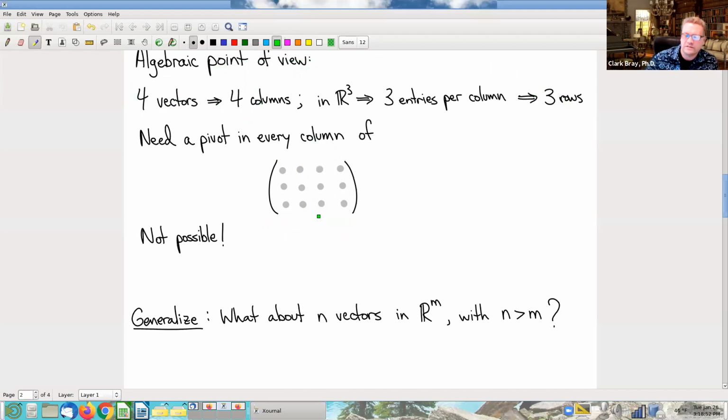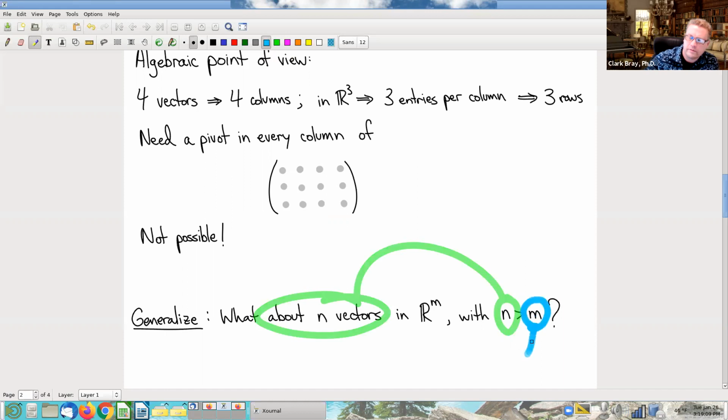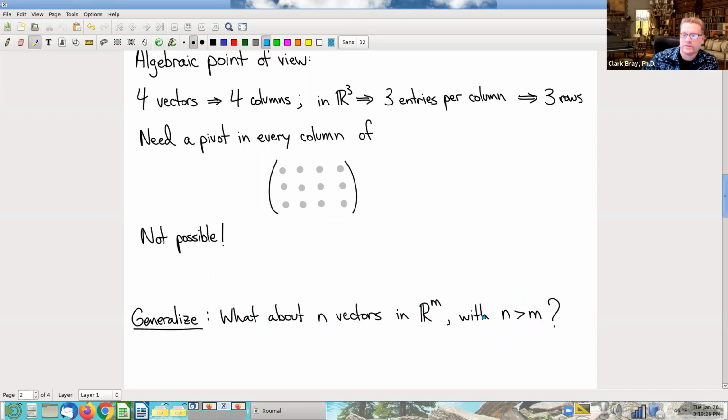This generalizes super well, right? It doesn't have to be 4 and 3. It doesn't even have to be n and n minus 1. As long as the number of vectors that you have is greater than the number of coordinates in each vector, the same argument works. So this generalizes to 7 vectors in R5, 28 vectors in R13, etc. Right? Very powerful that this generalizes like that.